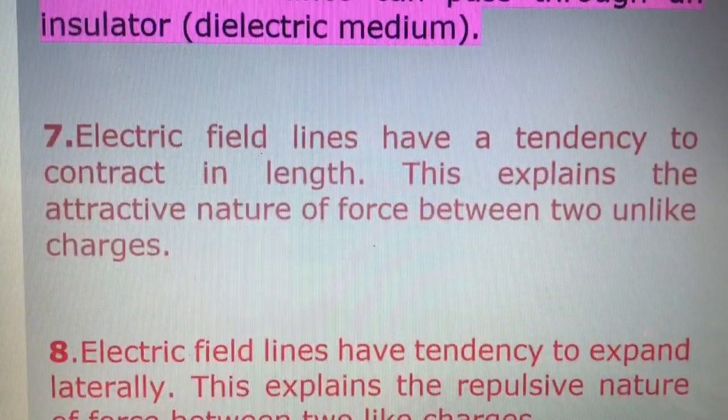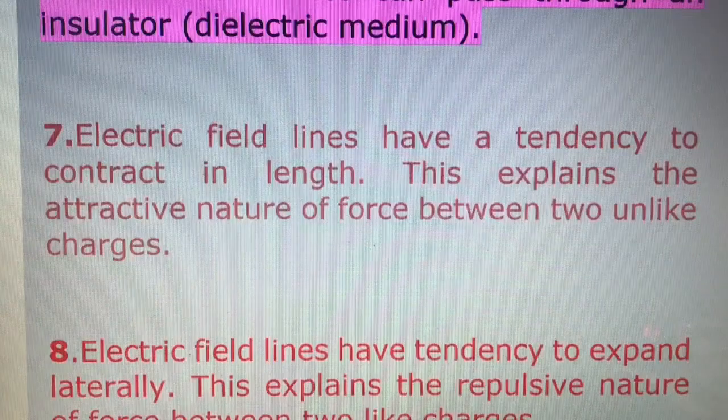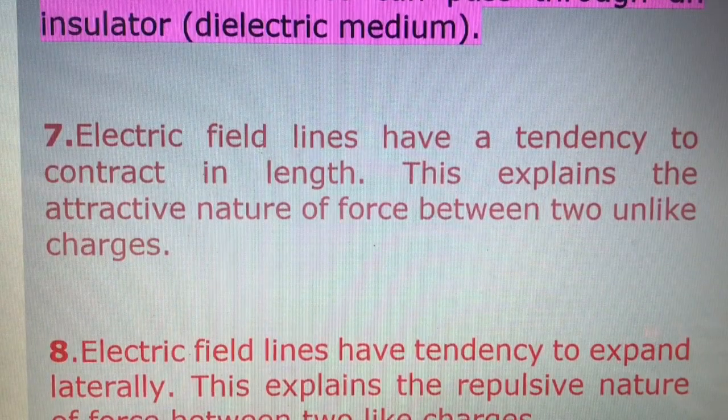And the next property is electric field lines have a tendency to contract in length. This explains the attractive nature of force between two unlike charges. Where the electric field is greater, in that region electric field lines are very close to each other. Where the electric field is very small, in that region electric field lines are far away from each other.